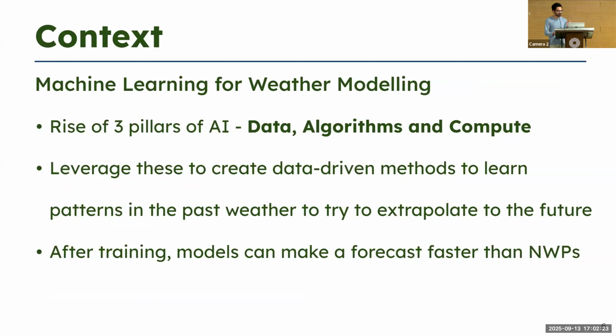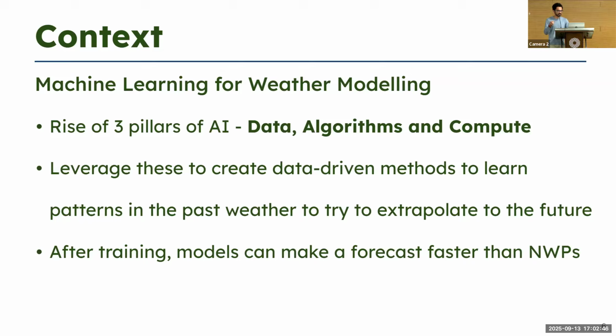of the rise of the three so-called pillars of AI. That's data, because weather modeling generates a lot of data through reanalysis or just observations in general. And we've also had new algorithms and architectures like GNNs, transformers. And the third pillar is compute. With the rise of GPUs and more efficient methods of compute, we can leverage these algorithms operating on this data to have good models for weather.